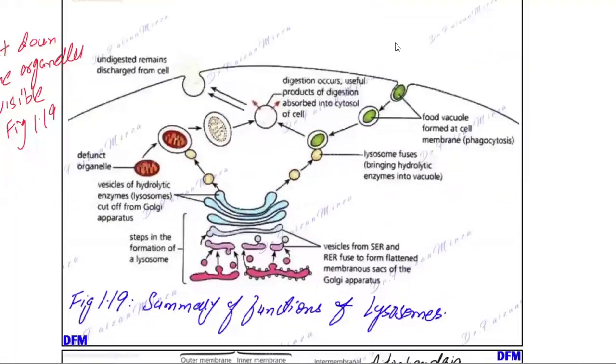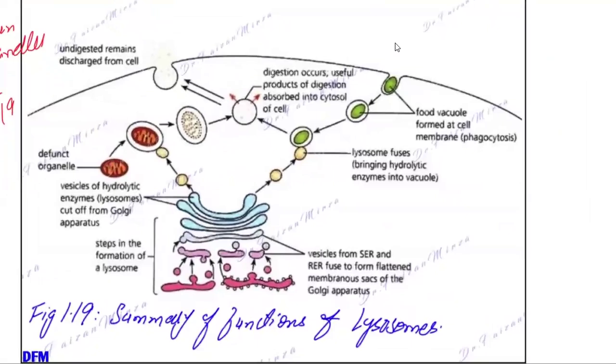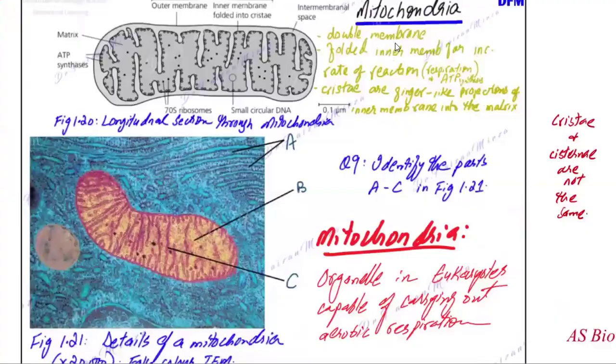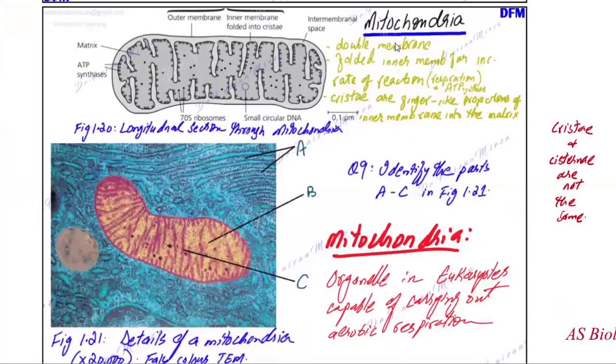Again, this is the same detail shown here, how the vesicles from the smooth and rough ER will form Golgi vesicles and lysosomes, and eventually lysosomes perform their functions. Let's move on to the next organelle, called mitochondria. What is mitochondria doing? Mitochondria, we know, is an organelle used in eukaryotes for carrying out aerobic respiration.